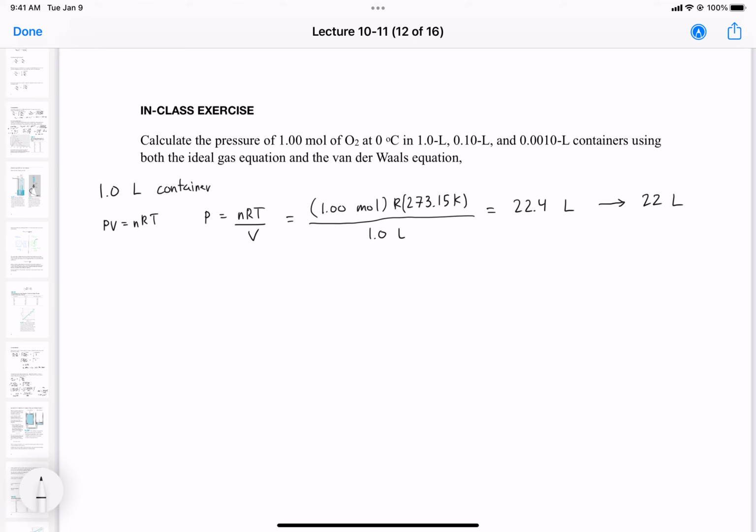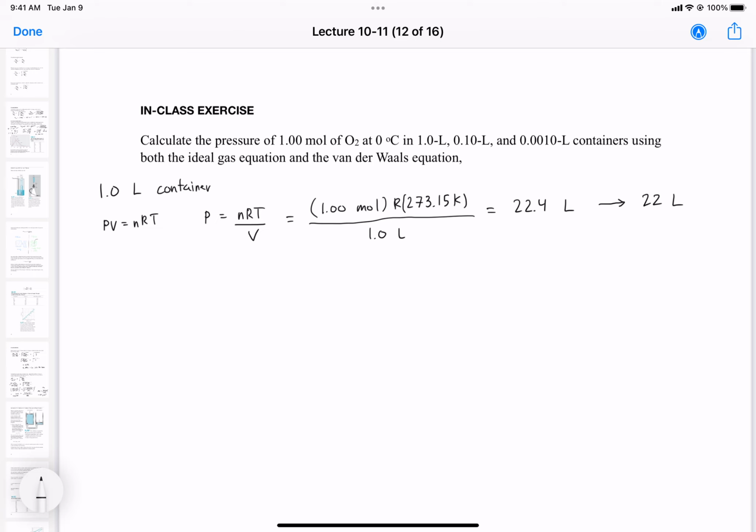That's the volume a gas occupies at standard temperature and pressure, so yeah, at 0 degrees in a 1 liter container, it's pretty high there. So the pressure's pretty high there. Okay.